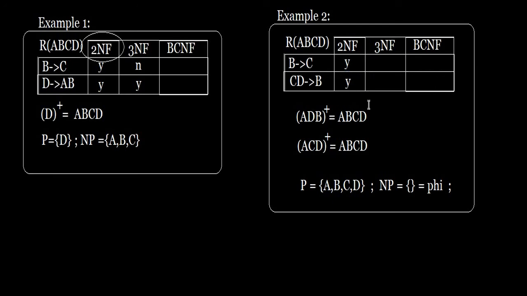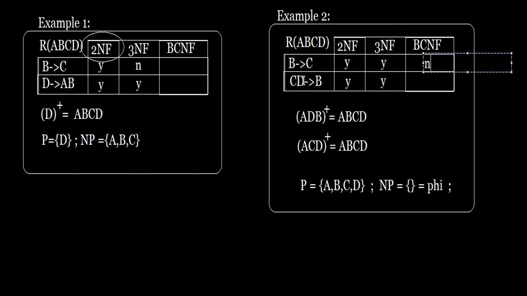Now let's check the 3NF. 3NF states that B should be a candidate key. It is not a candidate key, but C is a prime attribute, so it is in 3NF. And also B is a prime attribute, so it is also in 3NF. Now also check this. For BCNF to hold, B should be a candidate key, but here B is not a candidate key as it is a part of the key, so it is not in BCNF.